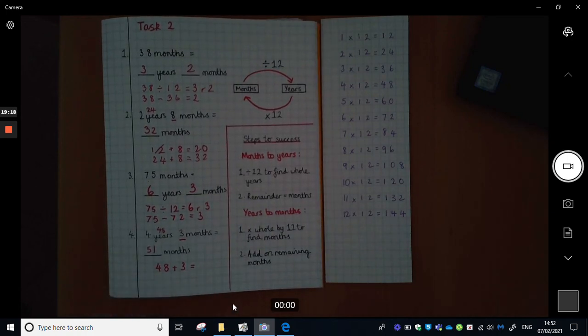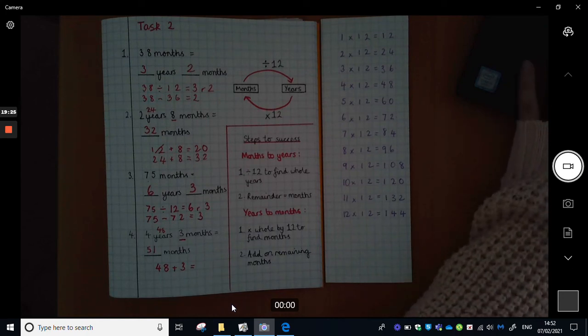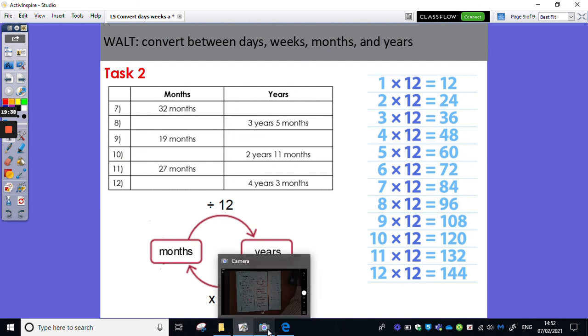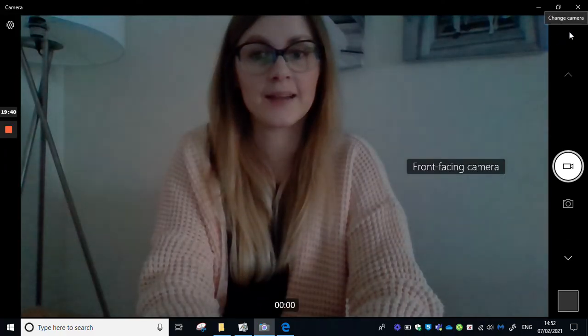So that should be quite easy because it's carrying on from the previous task as well. It's exactly the same steps. So just make sure you're following those if you need to. So you're going to go away now and have a go at task 2. When you're ready, make sure you have marked the answers. And there, as always, are some reasoning questions for you on there as well.